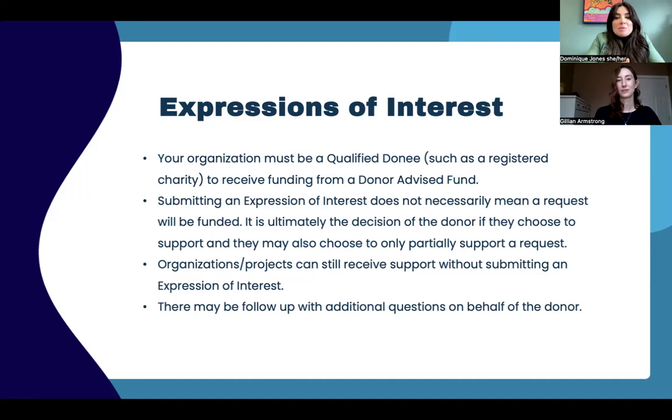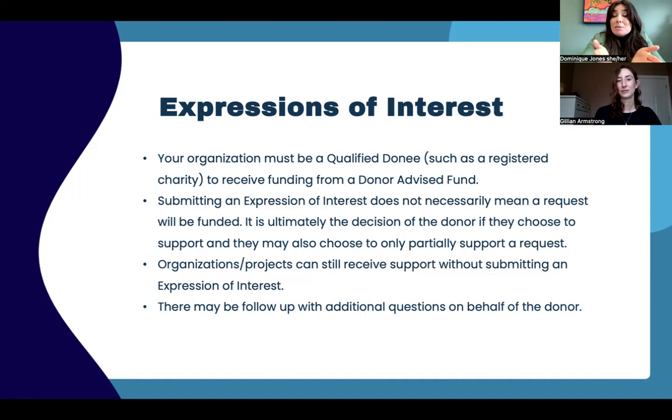So when you submit an expression of interest, please keep in mind that that does not necessarily mean that your request will be funded. This is just a great way for you to communicate to us and our repertoire of donors. As Gillian mentioned in a previous slide, we have 39 funds and growing at the moment. So it's a great way to get that information across. There's also no specific deadline for an expression of interest or for when donors are going to be gifting out funds. This could happen at any point in time in the year.